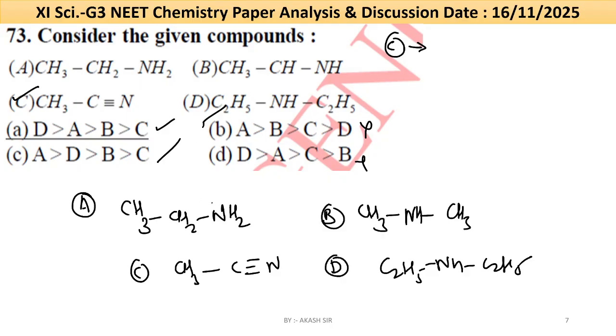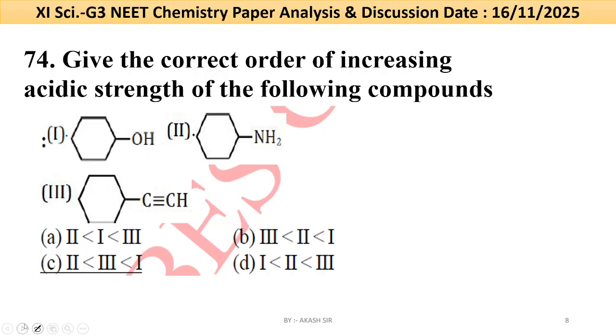Now my dear students, this primary amine has a lone pair and is more basic than imines but less basic than secondary amines due to the inductive effect. So here A will be in the third position. So here option number A will be your correct answer. Now move towards the next question, question number 74.